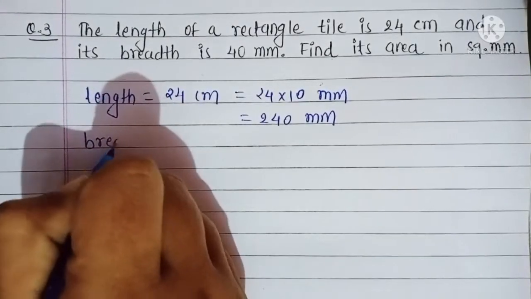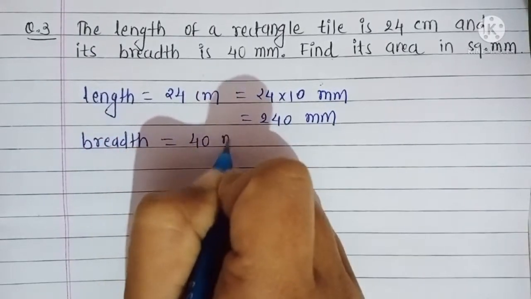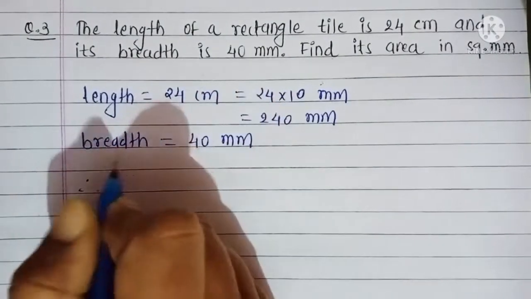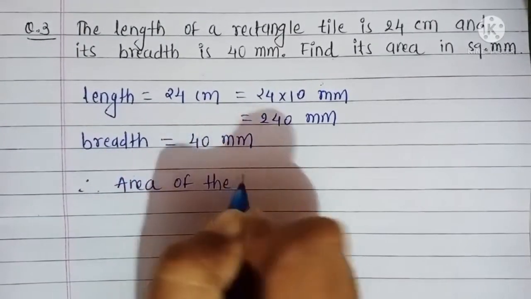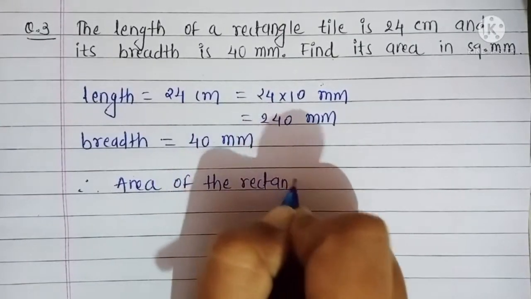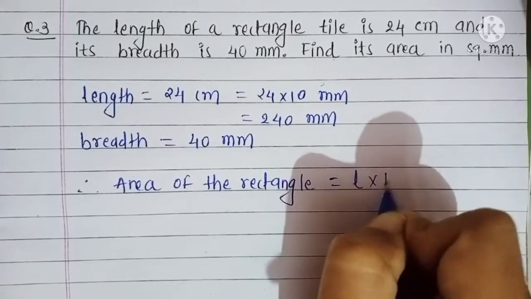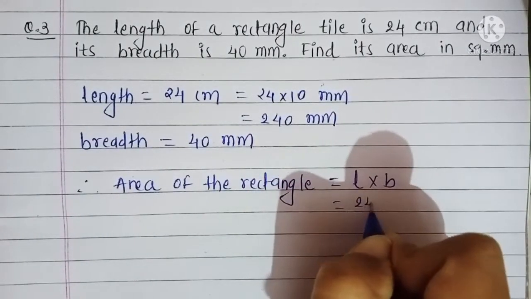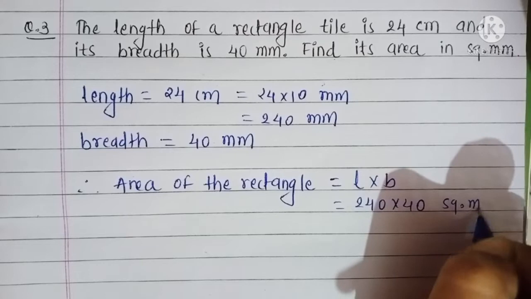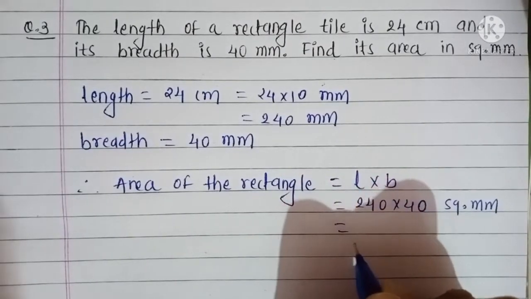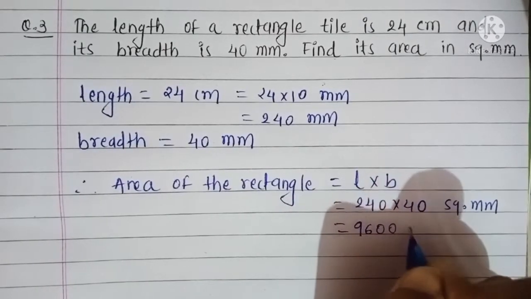And breadth is equal to 40 millimeter. Therefore, area of the rectangle is equal to length multiplied by breadth. This is equal to 240 multiplied by 40 square millimeter. On multiplying, we get answer 9600 square millimeter.